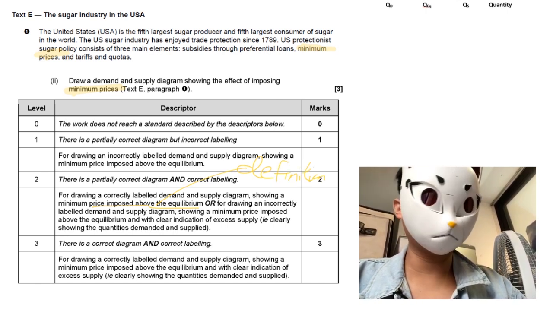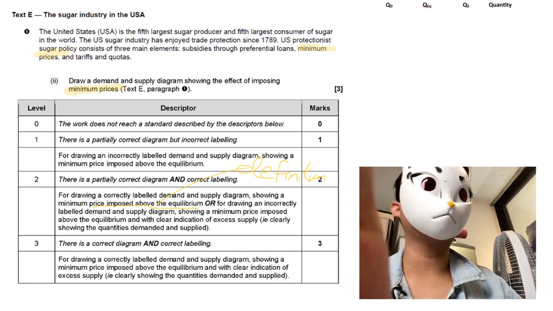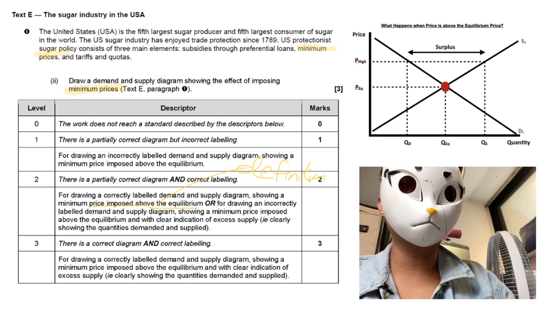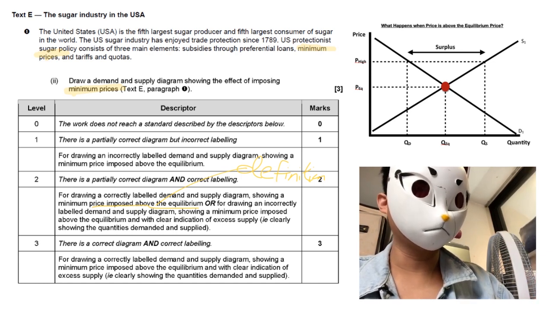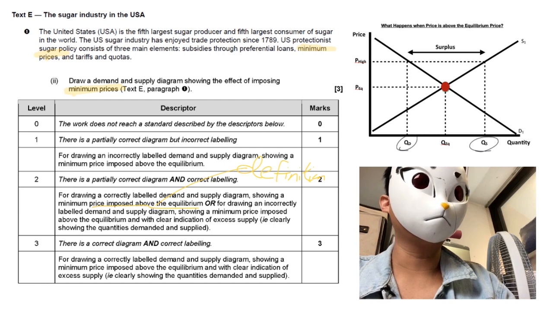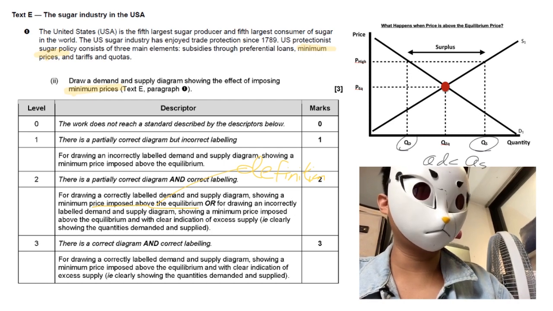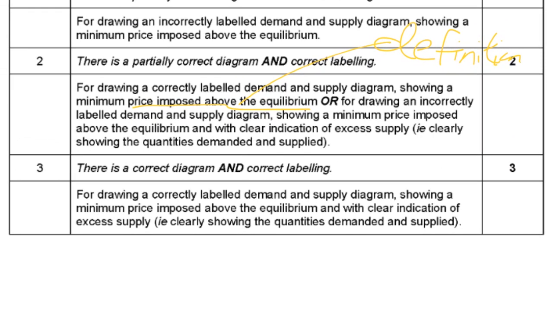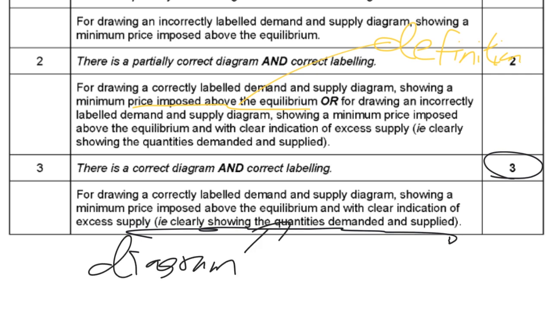Next, after we know that the price will be set above the equilibrium, you have to draw the diagram like this. When you draw the diagram, there is something I would like to remind you. You must show correctly the quantity supplied and the quantity demanded, where the quantity demanded is smaller than the quantity supplied. This requirement is not stated by me, but it is stated in the marking guide that you must state clearly in the diagram the corresponding quantity demanded and quantity supplied.